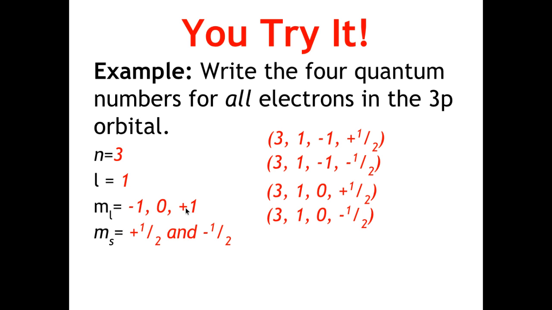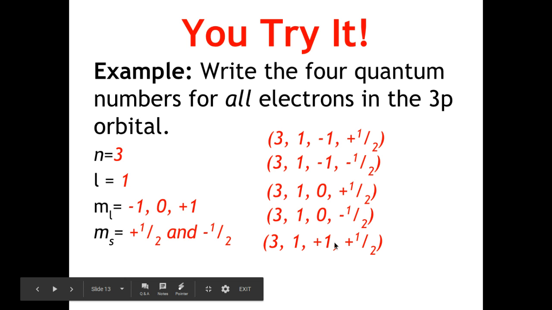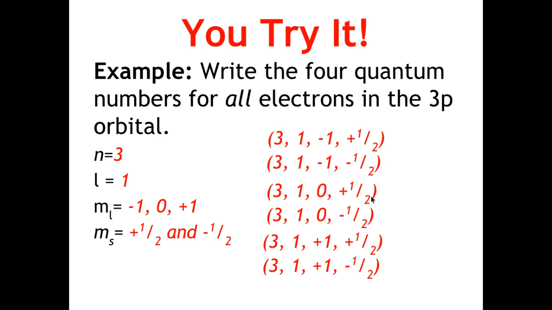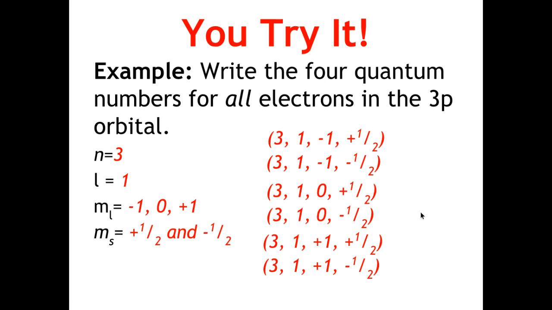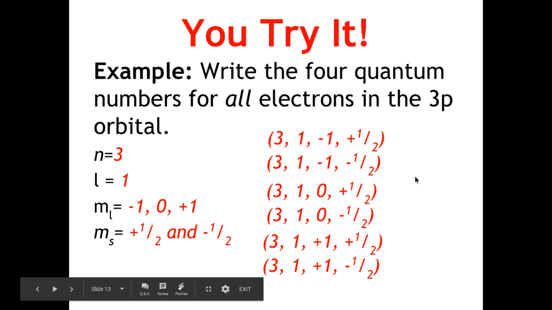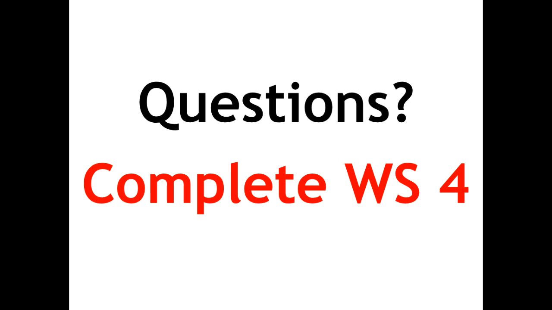Well, guess what? We have a +1 that we have to include. So all the numbers are the same except for the +1 and the electron spin. So it's 3, 1, +1, electron spin going up. 3, 1, +1, -1/2, spin going down. Let's count. 1, 2, 3, 4, 5, and 6. I have 6 different quantum number mailing addresses for the 3p orbital because there's 6 electrons in a p orbital. All right. Go ahead and start worksheet 4.